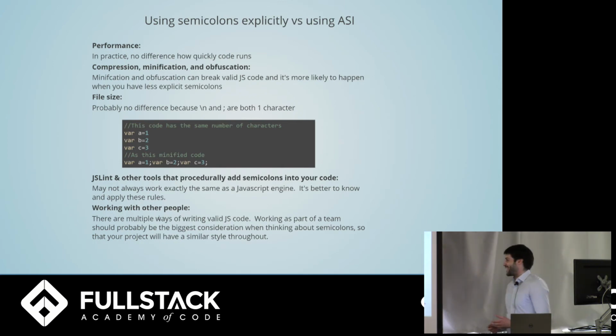So at the end of the day, it's like, do you want to put in semicolons on your own, or do you want to rely on the automatic semicolon insertion that JavaScript has? So a couple considerations. Performance, basically not going to make a difference, because JavaScript is only going to do the semicolon insertion one time when it's reading the file. And then every time you run the code after that, it's already going to have the semicolons there. So it's really not going to make a difference.